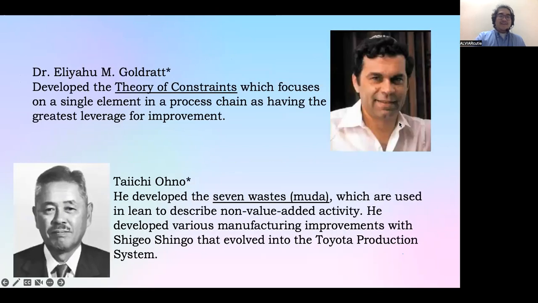Diba? So next, special mention, dinagdag ko na lang siya. Si Dr. Eliyahu Goldratt, the theory of constraints, which focuses on a single element in a process chain as having the greatest leverage for improvement. So, sabi dito, ang quality, hindi matatawag na quality pag walang improvement. Okay? And si Taiichi Ohno, he developed the 7 ways or MUDA, which are used in Lean to describe non-value-added activity. He developed various manufacturing improvements which Shigeo Shingo evolved into the Toyota production system.